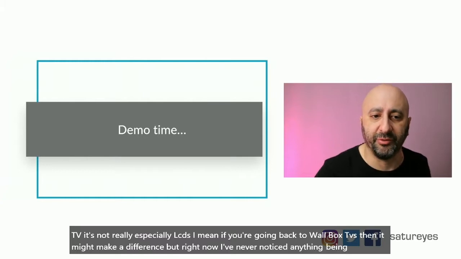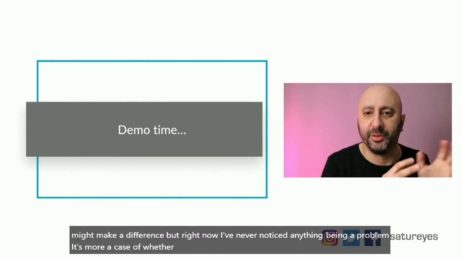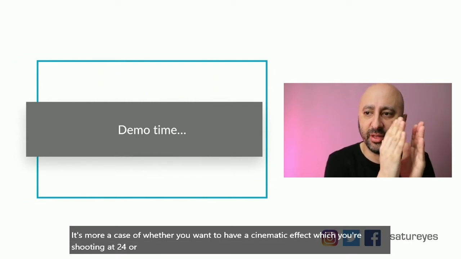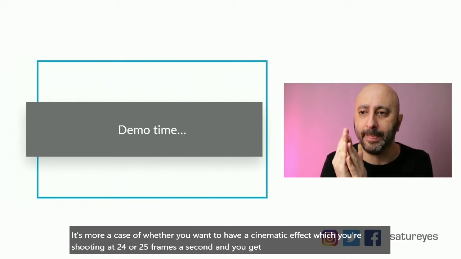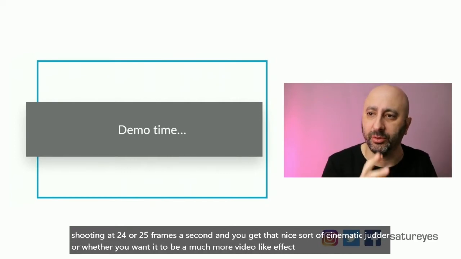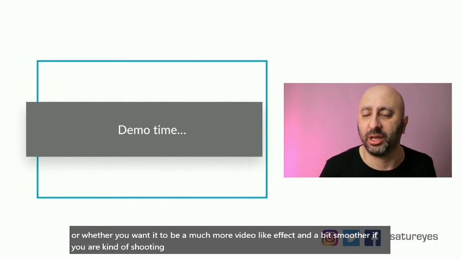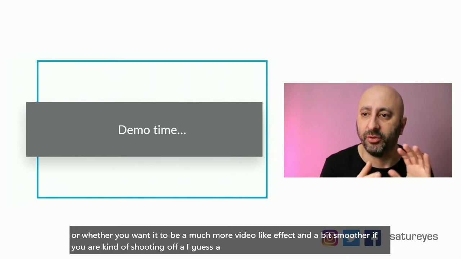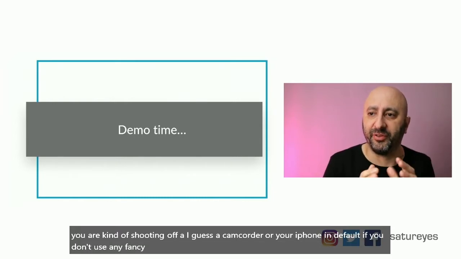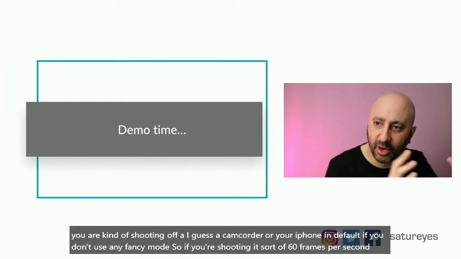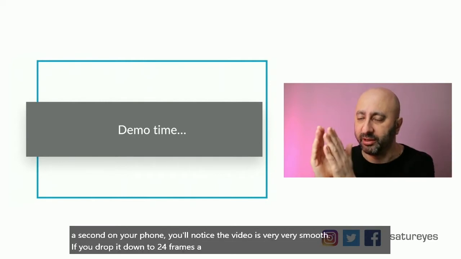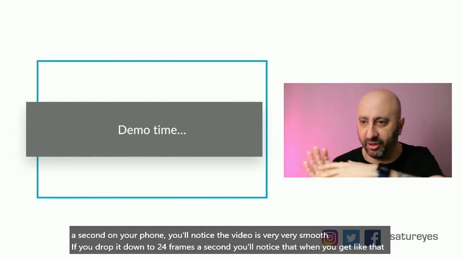It's more a case of whether you want to have a cinematic effect, where you're shooting at 24 or 25 frames a second and you get that nice sort of cinematic judder, or whether you want a much more video-like effect and a bit smoother, as if you were shooting off a camcorder or your iPhone in default, if you don't use any fancy modes. So if you're shooting at sort of 60 frames a second on your phone, you'll notice the video is very, very smooth. If you drop it down to 24 frames a second, you'll notice that when you pan, you get that sort of slight cinematic trail behind it.